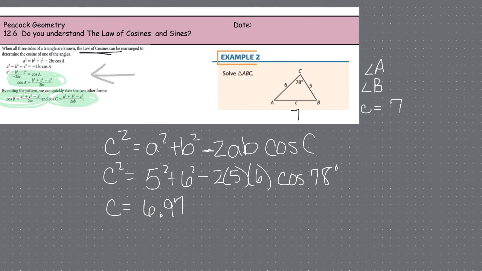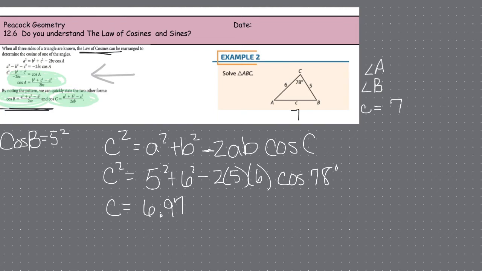Now if I want to find angle B, this is where these highlighted things come into play. Look at that guy. The cosine of B is A squared plus C squared minus B squared over 2AC. So I'm going to do that. I'm going to use that information right there.